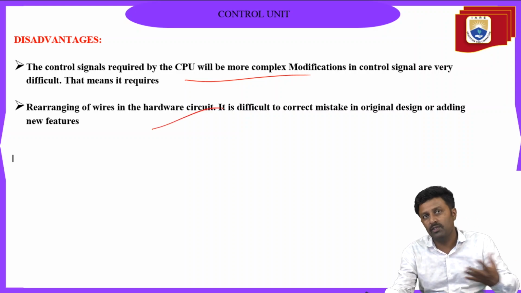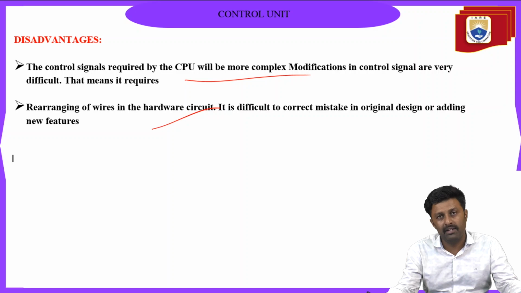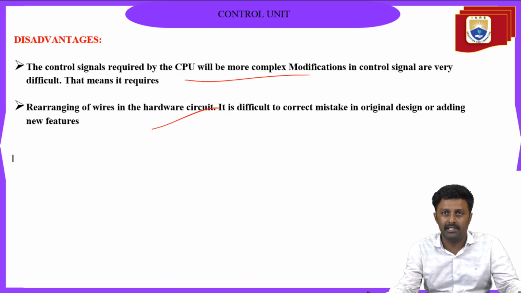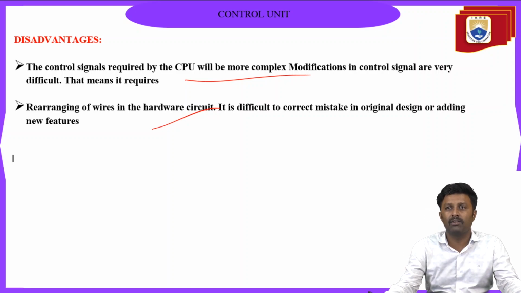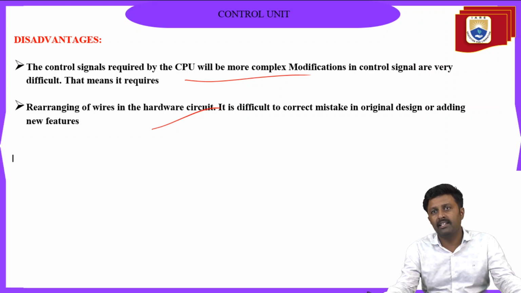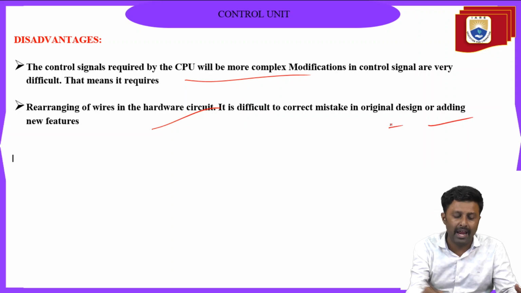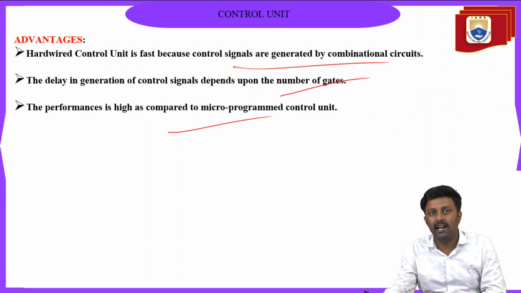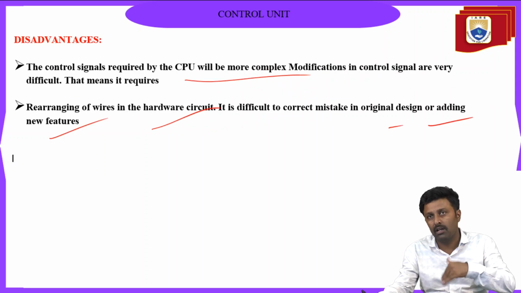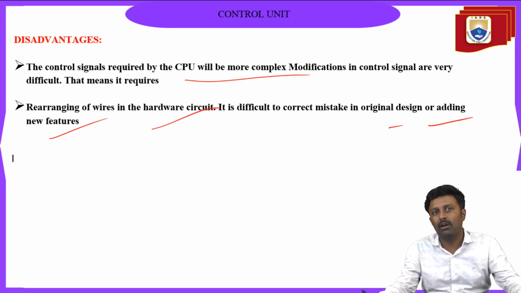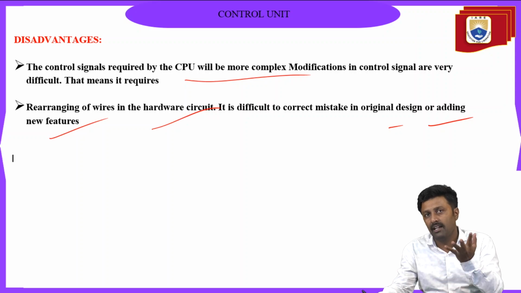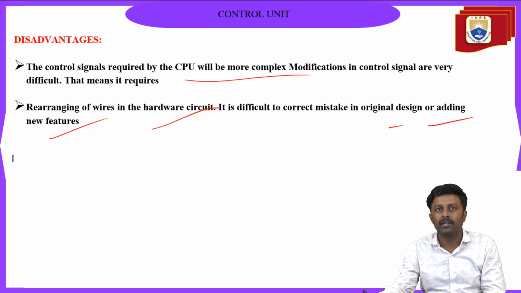So if you want to change any of the control signals, it is very difficult, since it is made up of hardware components like flip flops and other things. So it is difficult to correct mistakes in the original design or add new features. Since the hardware control unit consists of hardware, it is very difficult to rearrange the design or the control signals, since it is made up of hardware components like flip flops and so on.